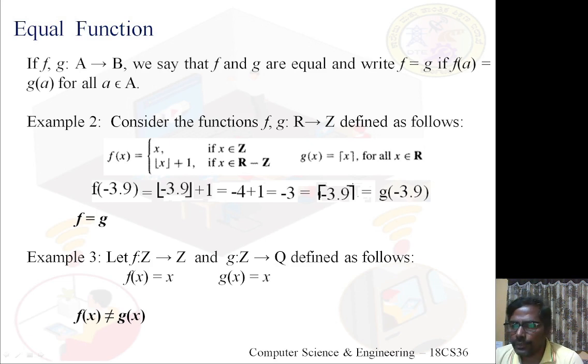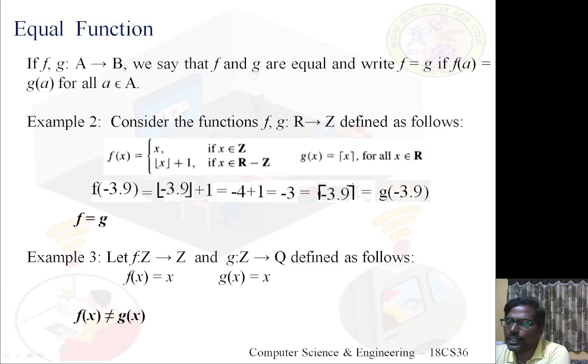So let me give the same input minus 3.9 to the function g. g of x is evaluated as the ceiling function of x, that is the ceiling function of minus 3.9. So what is the ceiling function? It is the least among the integers greater than or equal to x.